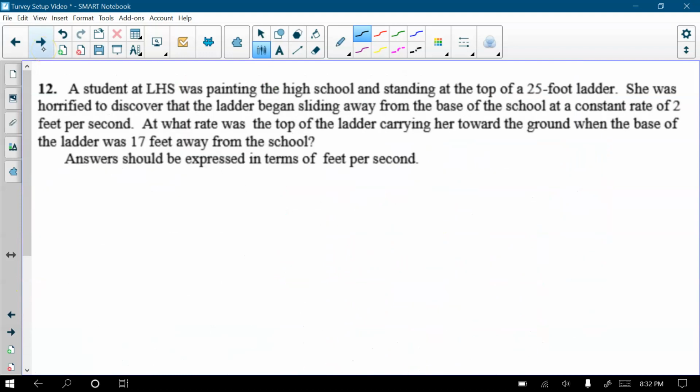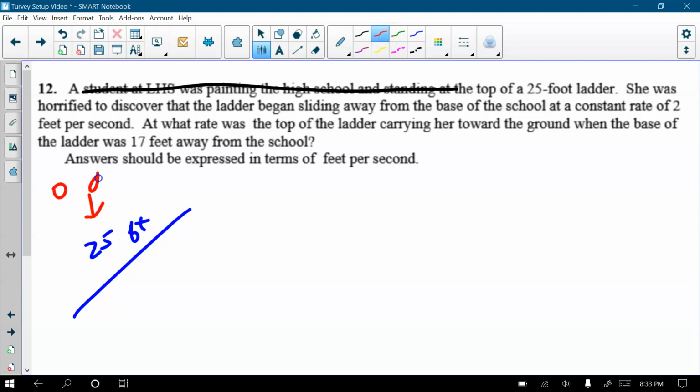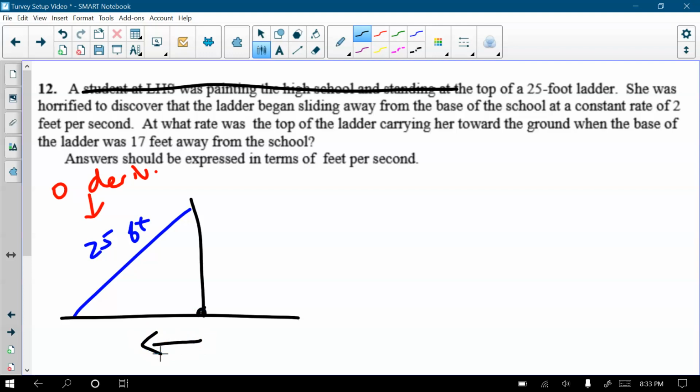Problem 12. A student at Lake Forest is standing at the top of a 25-foot ladder. Irrelevant. 25-foot ladder. Okay, so here's a ladder. 25 feet. Not changing. So this is a zero derivative. She was horrified to discover that the ladder began sliding away, as they always do in these kind of problems. Sliding away from the base of the school. Here's the base of the school at a constant rate of 2 feet per second. Okay, feet per second is going to be a derivative.